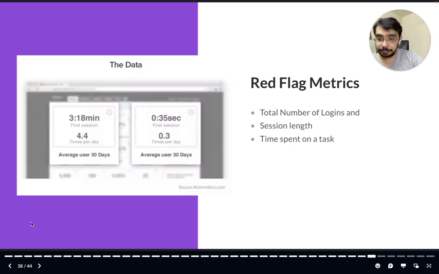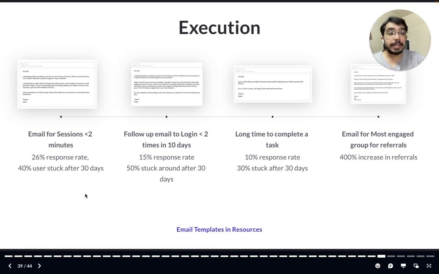And now you would see how they executed the nudge mechanism that we talked about. All right. So email, for sessions less than 2 minutes. Anyone who had a session less than 2 minutes, they sent out an email. I have included all these emails as part of the case study resources, and you would be able to have a look at them and create something of your own. The good part to learn from here is how they created a different nudge for different kinds of insights.